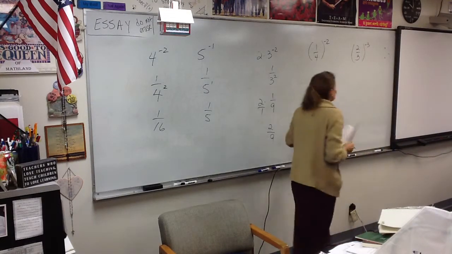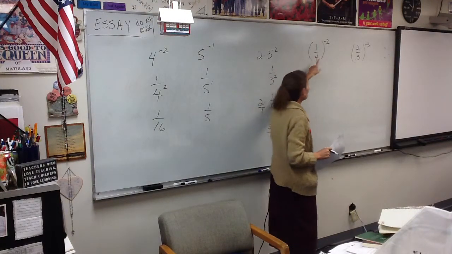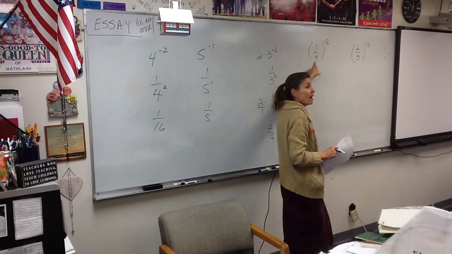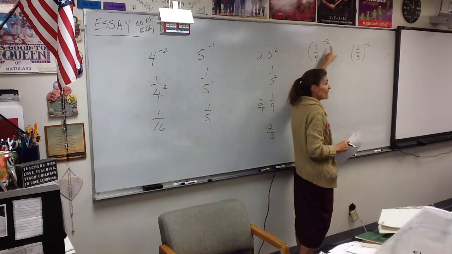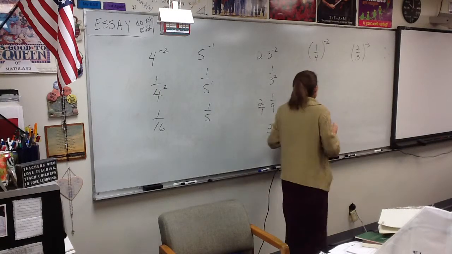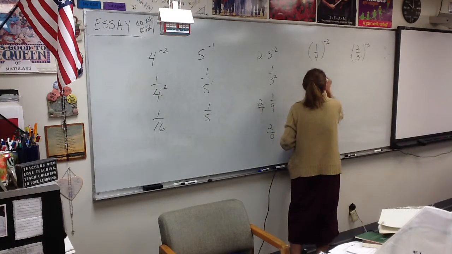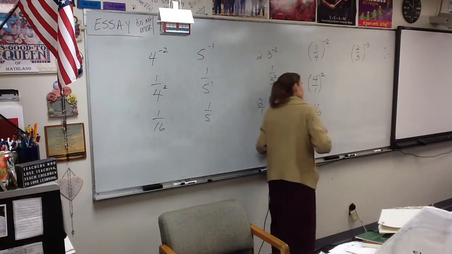All right, here we go. Now, this one is a little bit different because look at what I'm starting with. I'm starting with 1/4, but it has a negative exponent, so what's going to happen to that 1/4? It's going to flip to 4 over 1. Just square that, and you get 16 over 1, which is just 16. Exactly.